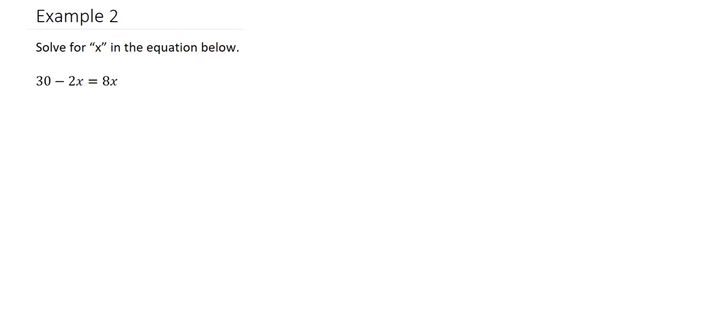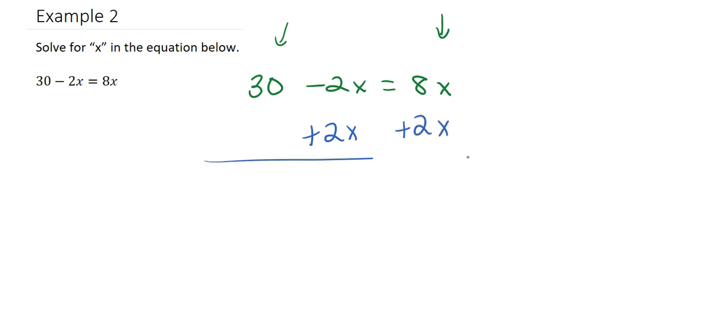Example 2, we're going to solve for x in the equation below. So we have 30 minus 2x is equal to 8x. We want to get x by itself. On the right-hand side, the 8x is kind of by itself, and on the left-hand side it has a whole number. So we're going to add 2x to both sides. Minus 2x plus 2x is just 0, so we can just bring down 30, because 30 plus 0 is just equal to 30. We have our equal sign. Now 8x plus 2x is 10x.